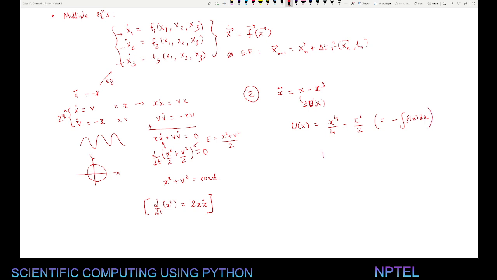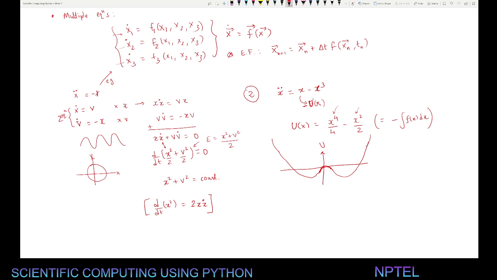Okay, so if we plot this potential energy function, for small values of x, x to the power 4 is very small. So this term dominates the second term, which is minus x square by 2. So it will be like a small parabola here, a negative parabola, right? For large x, this term dominates. So you should get something like this. Okay, and then you patch them. So you get something like this, which is also called a W potential, right?